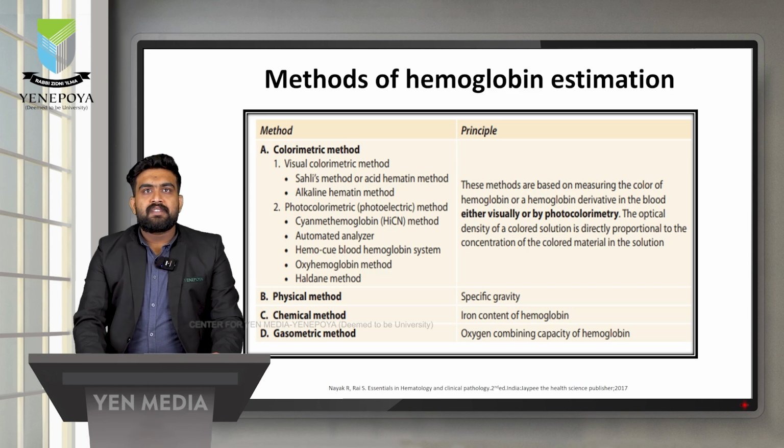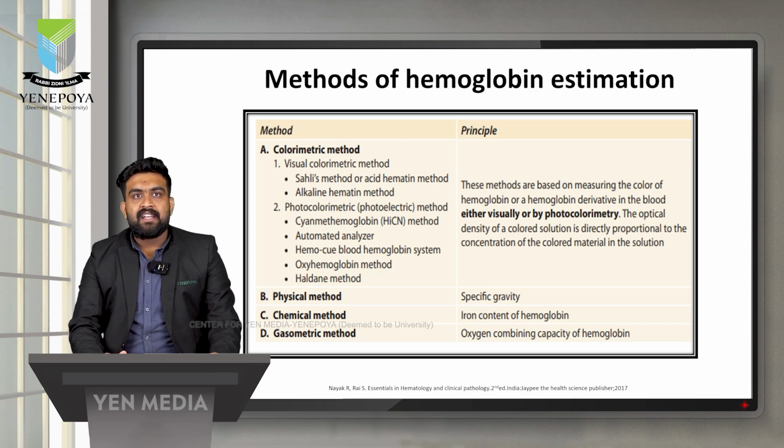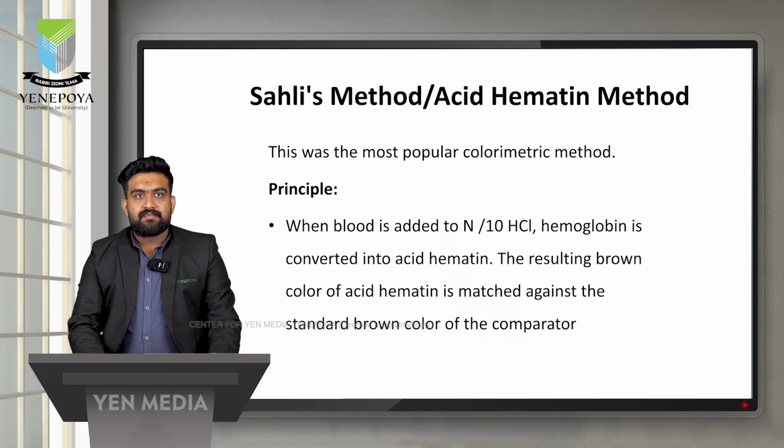Coming to the different methods of hemoglobin estimation, there are mainly four types: colorimetric method, physical method, chemical method and gasometric method. The colorimetric method is again subclassified into two: visual colorimetric method and photocolorimetric method. Under visual colorimetric method, we have Sahli's method or acid hematine method, and alkaline hematine method. Under photocolorimetric method, we have cyanmethemoglobin method, automated analyzer, HemoQue blood hemoglobin system, oxyhemoglobin method and Haldane method.